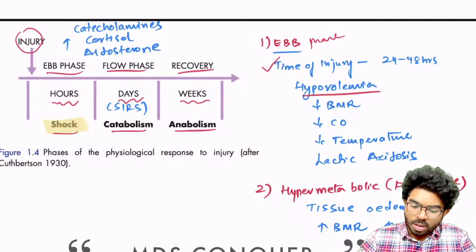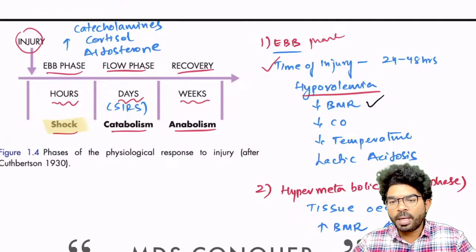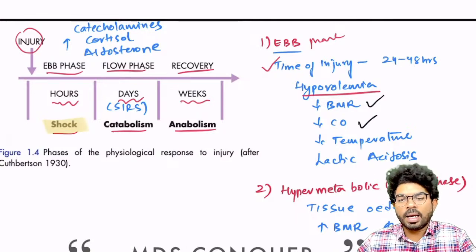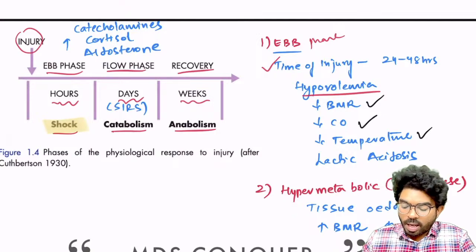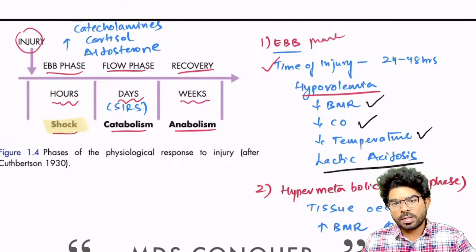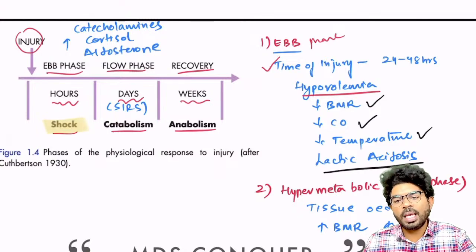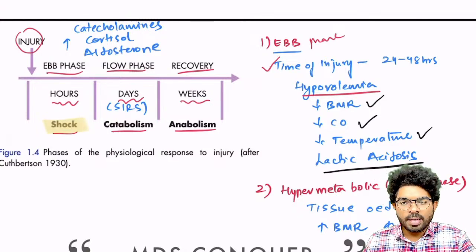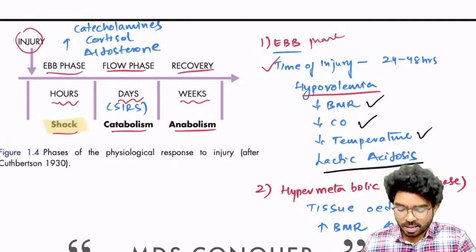hypovolemic shock. So during this process, what is going to happen? There will be a decrease in BMR, a decrease in cardiac output, a decrease in temperature, and hypothermia can be seen. Along with that, there will be lactic acidosis. These are the things which occur in the EBB phase. This explanation is taken from Bailey & Love, the most standard book for general surgery.